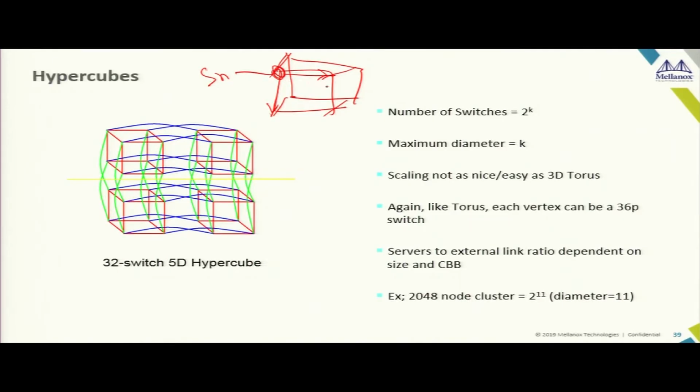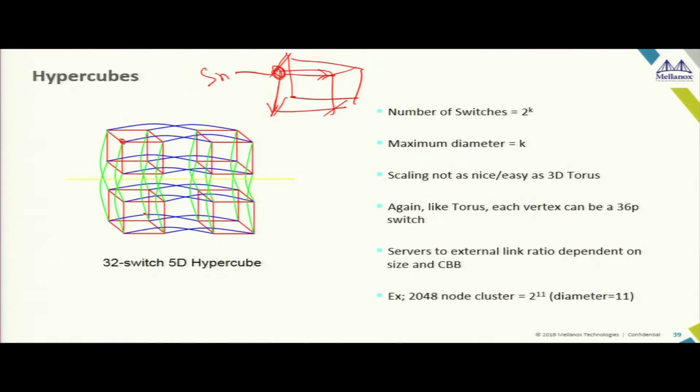How many servers versus how many links depends on what kind of bisection bandwidth you want in your network. When you have a higher order hypercube, you take another hypercube and connect it like this, as you see in this diagram. So this is a 5D hypercube. Why? Because every vertex is connecting to 5 of its neighboring cube vertices.